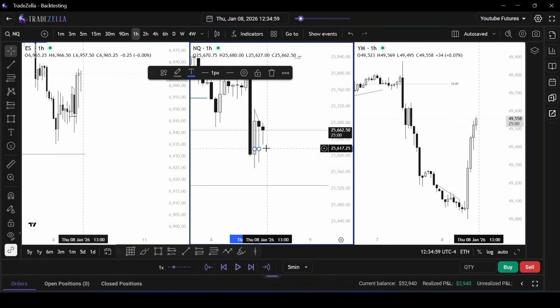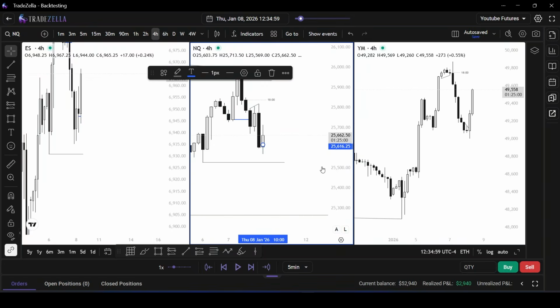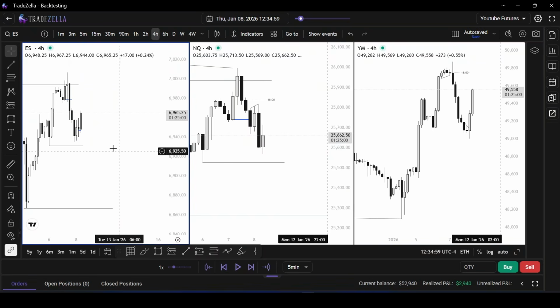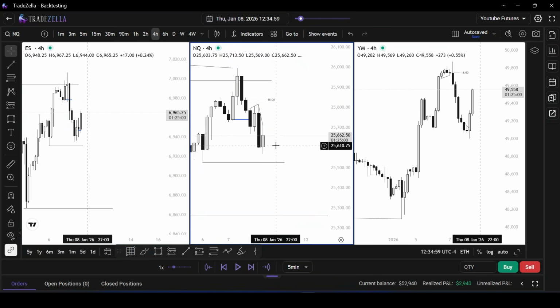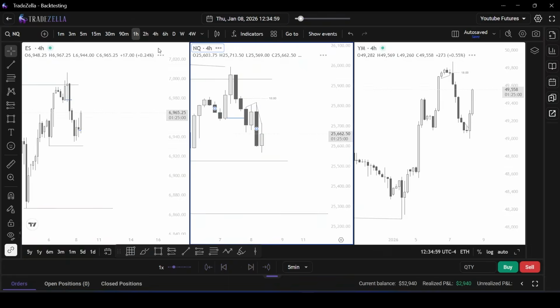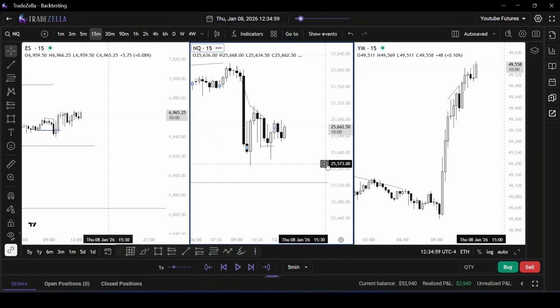I think we're just gonna BS around right now, and I don't really want to stay around this. And we're breaking this SMT right now, but we haven't had a 2-stage SMT, which still makes sense. Take a look at the 15-minute.